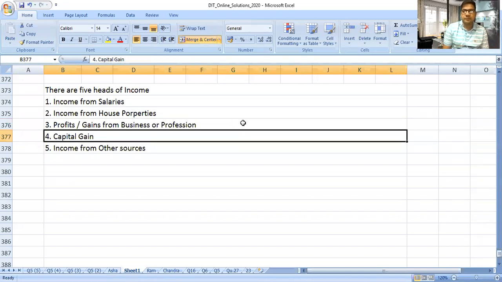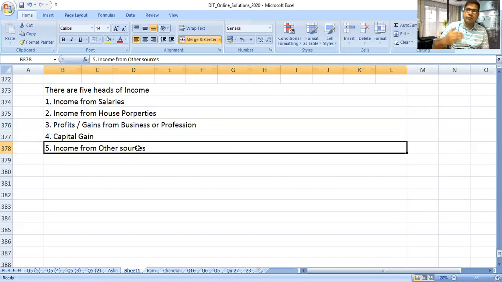Fourth head is capital gain. Sometimes any capital asset is transferred or sold, and at the time of sale or transfer, any gain arises. Such gain is called a capital gain. Capital gain we always calculate on capital assets. Capital assets are shares, debentures, bonds. Even our personal house property is also a capital asset. Machinery is a capital asset. We have to charge the gain or profit, so it is a capital gain.